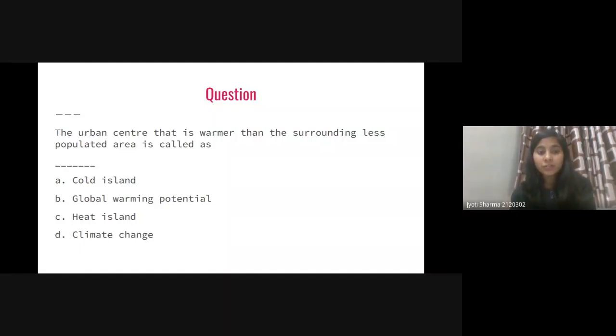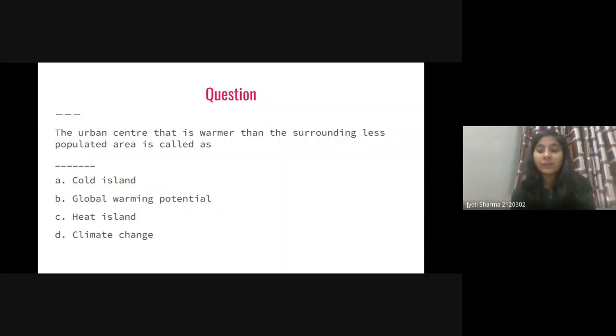And we have three options: cold island, global warming potential, then heat island, and the climate change. Alka and Rashmi gave me answer C, of course. Heat island. This is the definition of heat island.